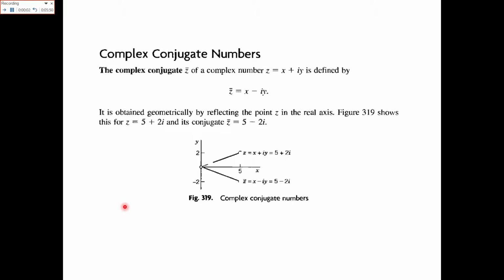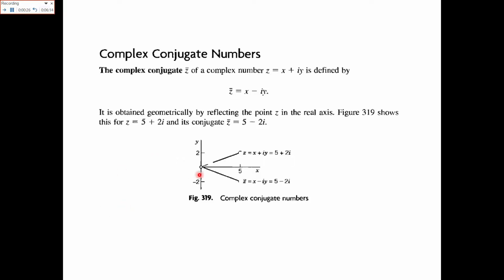Now the complex conjugate number. The complex conjugate z bar of a complex number x plus iota y is defined as z bar equals x minus iota y. It is obtained geometrically by reflecting the point z in the real axis. It shows for 5 plus 2 iota.